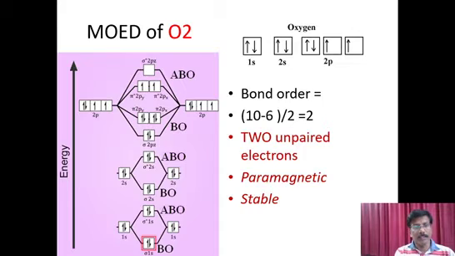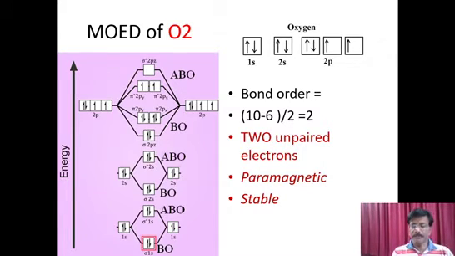So what does it mean? Already we had a discussion on that, that whenever we find unpaired electrons in the energy diagram, it indicates that it is paramagnetic in nature. So these 2 electrons are unpaired electrons, therefore it gives paramagnetic nature to the O2 molecule.